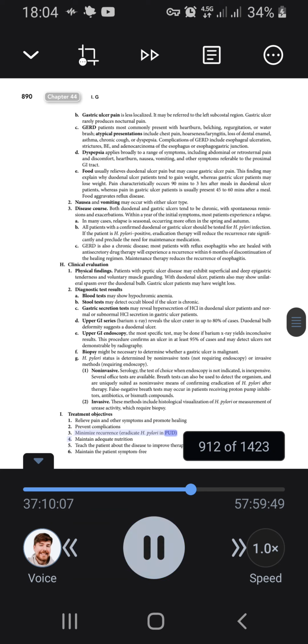4. Maintain adequate nutrition. 5. Teach the patient about the disease to improve therapeutic compliance. 6. Maintain the patient symptom-free.